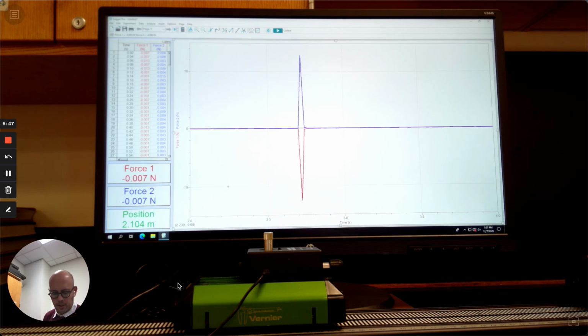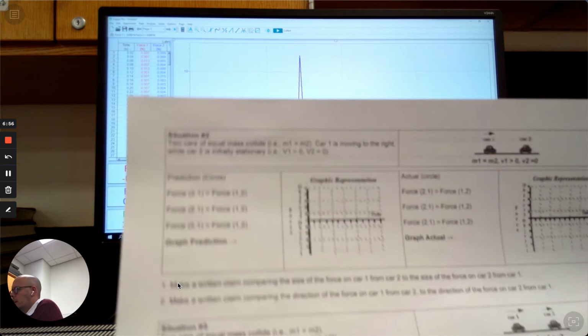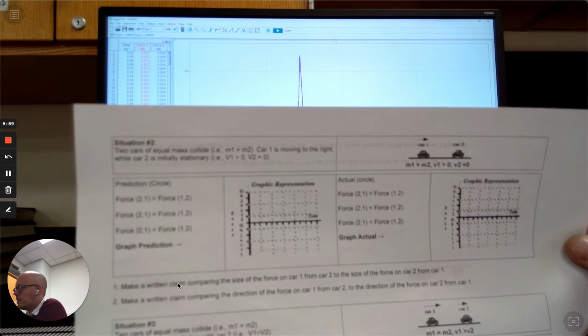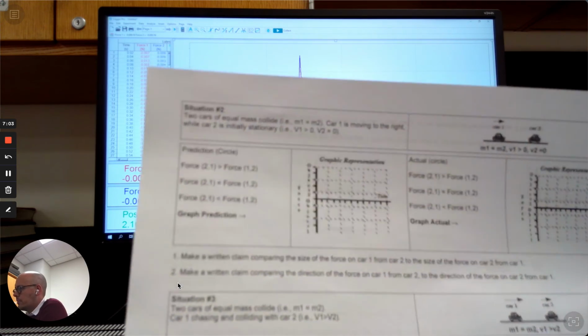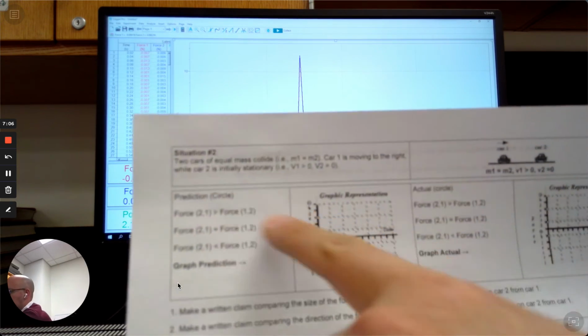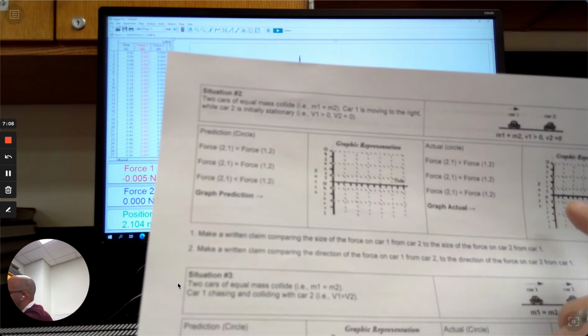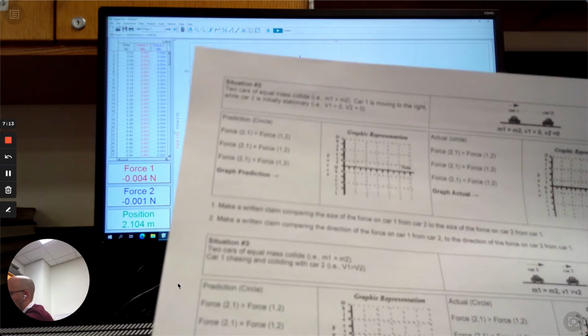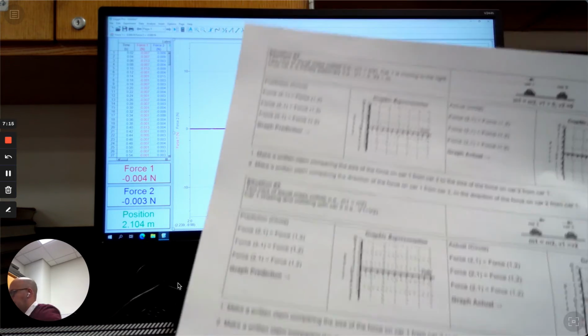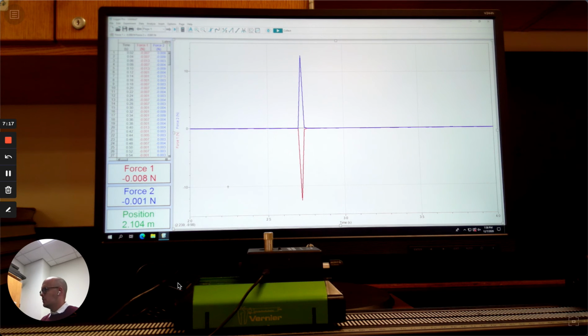And so you can, again, make a written claim, draw your graphs. You know kind of how this works, or I should have explained this earlier. There are 2 graphs next to one another. You have a prediction and an actual. Before I start data collection, you want to do the prediction part. And then after the graph is made, you want to draw the actual part. And I think after the next one, your graphs will pretty much match mine.